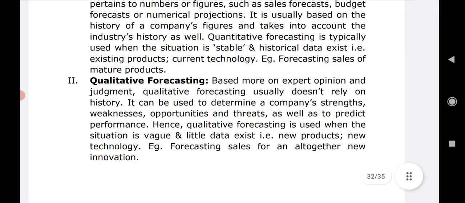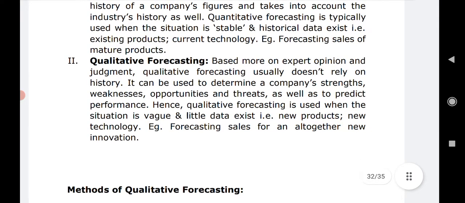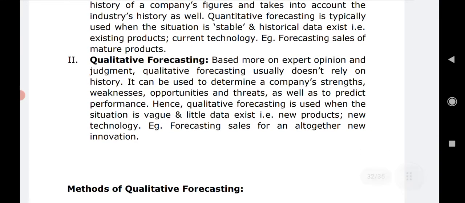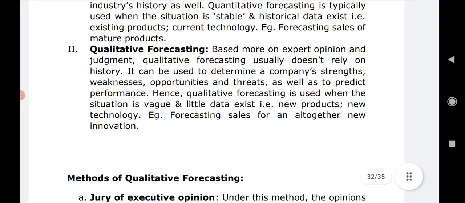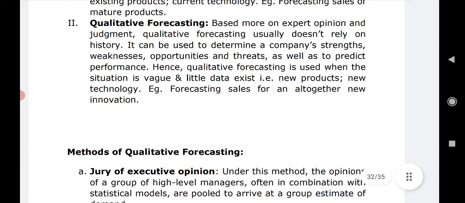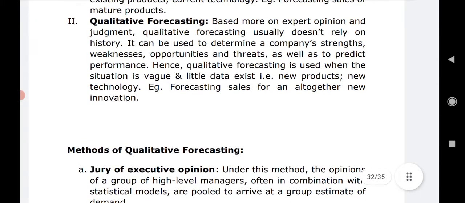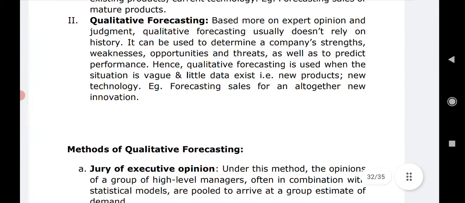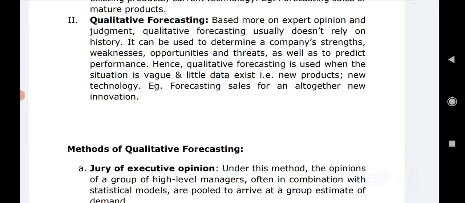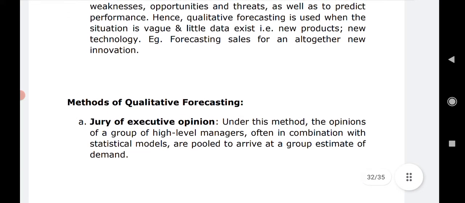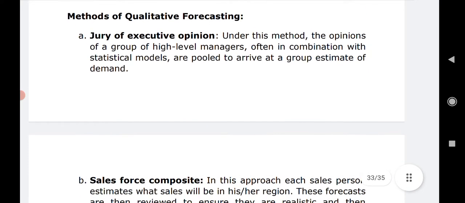But qualitative forecasting is based on opinions, especially expert opinions, or it is dependent on qualitative judgments, and qualitative forecasting doesn't rely on history, and that is why it can be used to determine a company's strengths, weaknesses, opportunities and threats. That means it can be done as well as to predict the performance, right? So this is what is known as qualitative forecasting. Let us see first the qualitative forecasting methods.